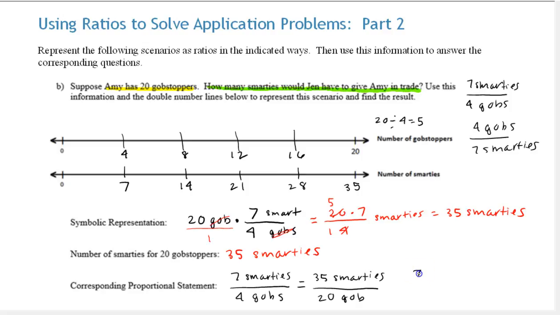So our proportional statement without the units is 7/4 equals 35 over 20. And notice in terms of equivalent fractions, if we multiply 7 by 5, we get 35. If we multiply 4 by 5, we get 20. And that's the same idea that we did here. We cut them into 5 pieces and then multiplied by the other number.